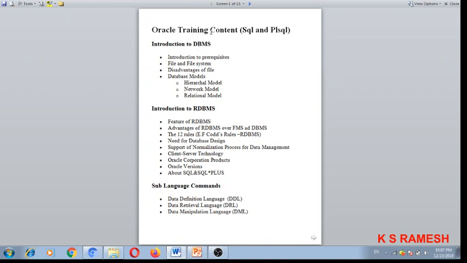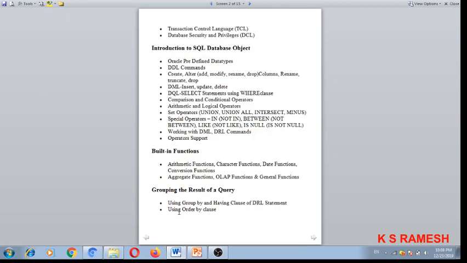In this lecture we will cover these topics. The first topic is introduction to DBMS. In this we will learn the file and file system. Before that, what are the prerequisites for this course, and what is the disadvantage of file systems, and database models, the hierarchical model and the network model. Introduction to DBMS and introduction to SQL database objects.